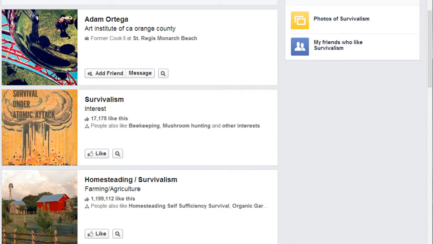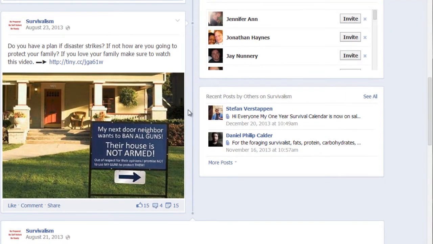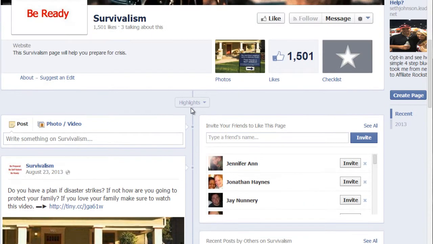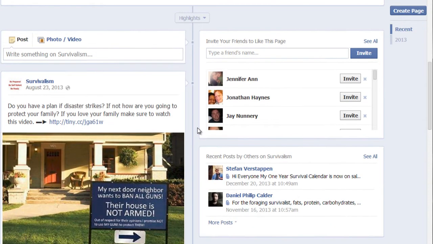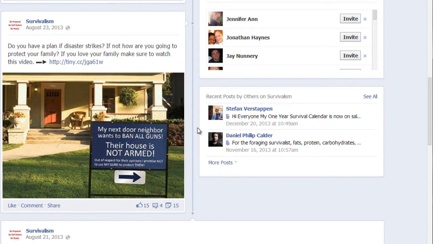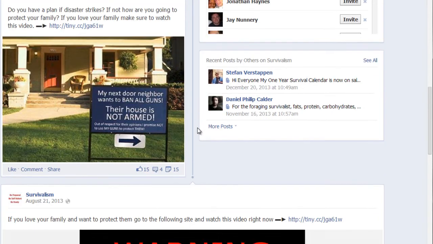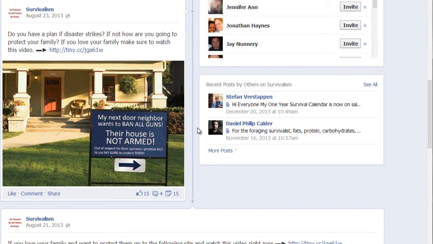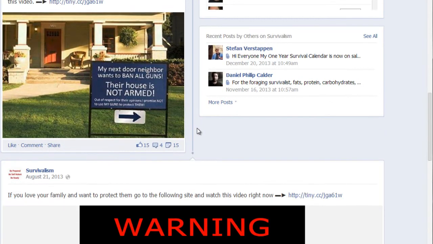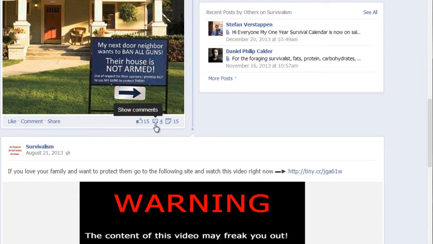So let's take a look at them. What we're looking for is how engaging their community is. As we can see, they don't have a lot of likes. They only have 1,501 likes. But if the community is fairly active within that number itself, that's a good sign. For example, we see that this site is not necessarily updated as much, but they are getting a lot of likes, a lot of shares, and a lot of comments.